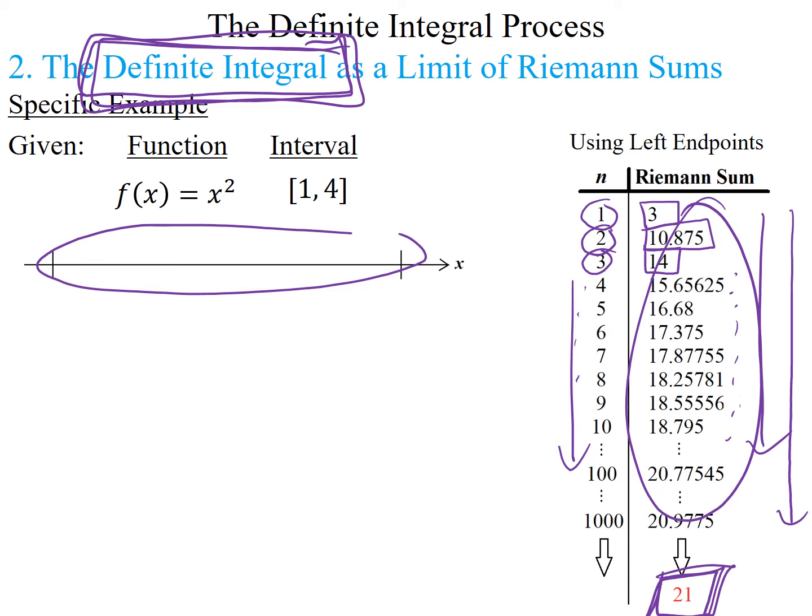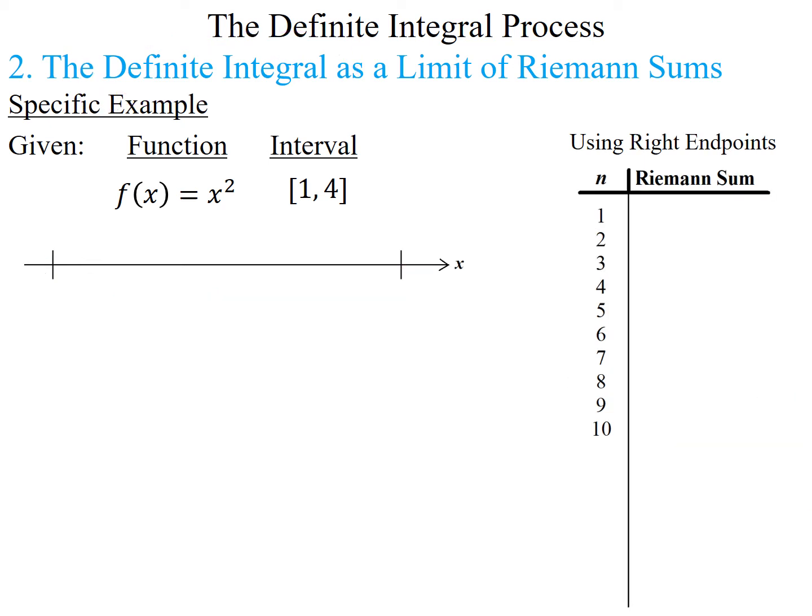So let's do the problem over. This time we're going to use right endpoints. So again, for the first Riemann sum, this is the number 1, this is the number 4. We're going to cut the interval into one subinterval. That means we're not going to cut it into anything at all. Then we're going to use the right endpoint this time. So from 1 to 4, I have to pick a number between 1 and 4. It could be 1, it could be 4. We're going to pick the right endpoint. We're going to pick 4.